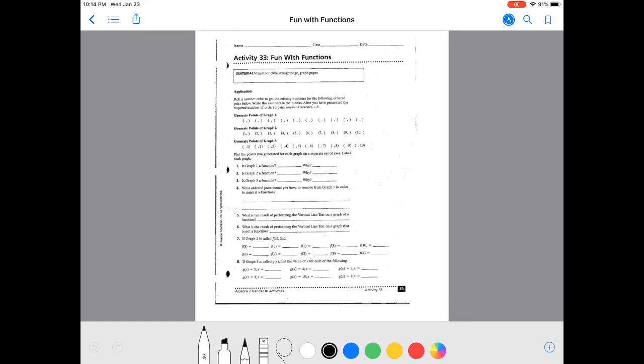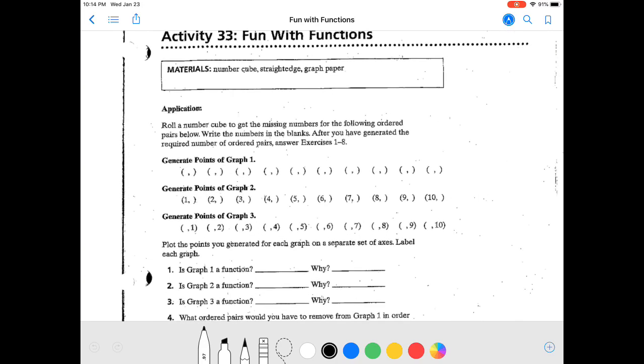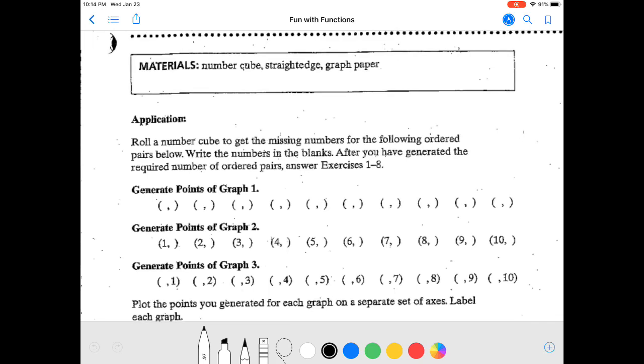We're going to continue our work with functions on the worksheet called Fun with Functions. So the subs should hand this out to you. Pause the video if you need to. In this activity, it asks you to roll a number cube or a dice to get all of these numbers. Unfortunately, since I'm not here, we couldn't do that. So I took the liberty of rolling a dice on my own so we could fill in the numbers.